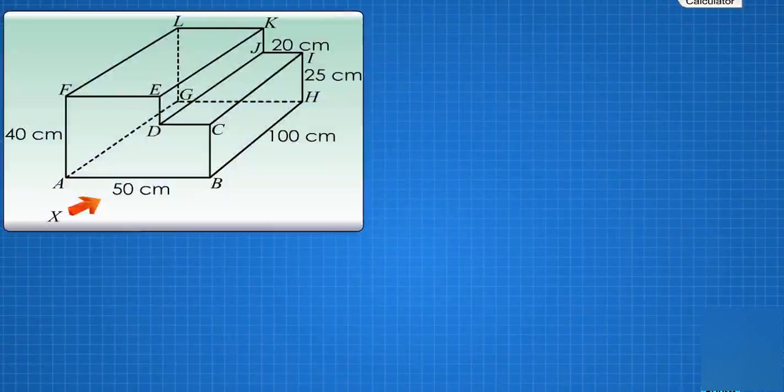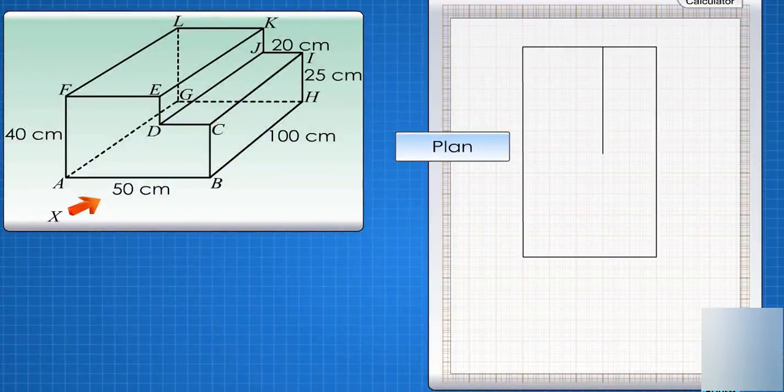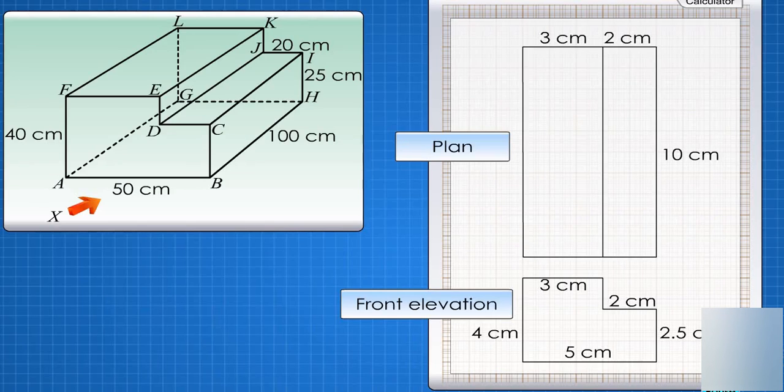In our previous lessons, we have learned how to draw the plan and the front elevation of an object to scale. We learned how to determine the correct measurements for our drawings based on the given scale. For example, the plan and front elevation as viewed from X of the object shown are using a scale of 1 to 10. This means that 1 centimeter in the drawing represents 10 centimeters on the actual object.